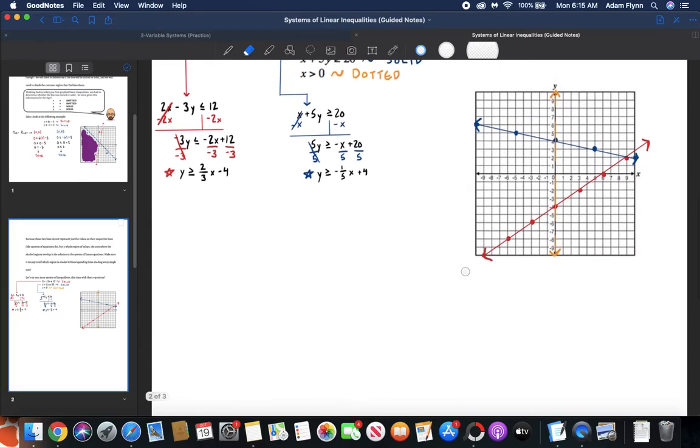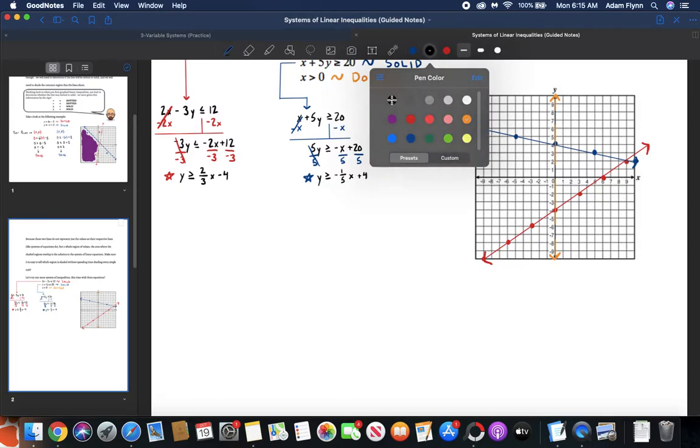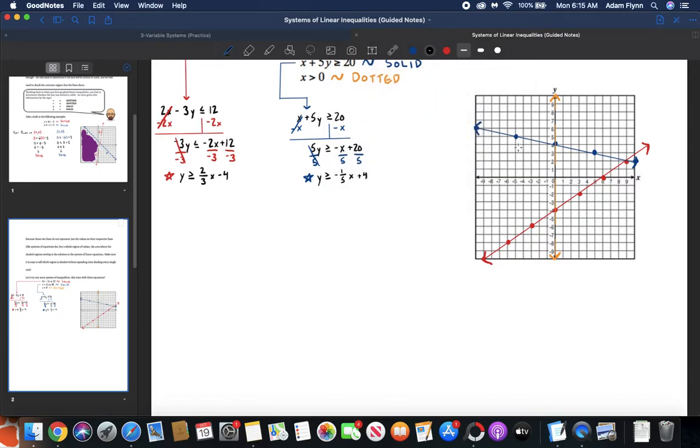Because my orange line is crossing through the point 0, 0, I'm going to try a different test point. Some people get a little bit confused when their line goes through their test point with the whole inclusive, exclusive thing. So we're going to pick a different point. How about we go to 1, 1? So this will be our test point right here, kind of inside that triangle.